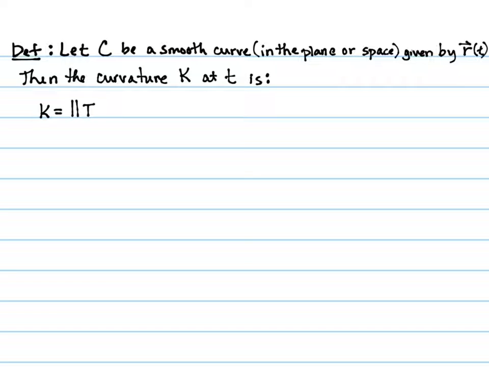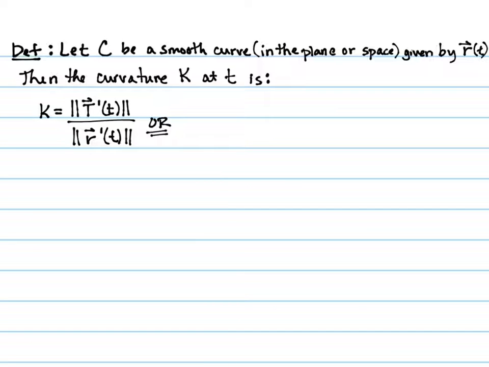So one of them is the unit tangent, not unit, but the tangent vector, the derivative of the tangent vector. And then it's the magnitude of it, divided by the magnitude of the position vector itself. So this is one option.